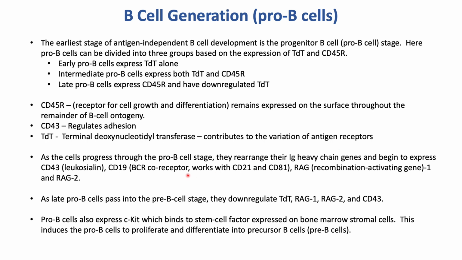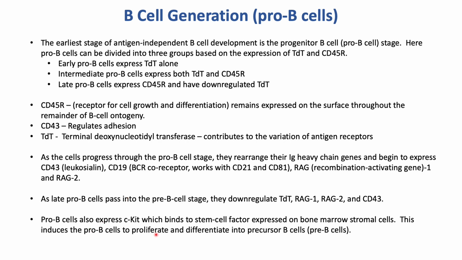As the cells progress through the pro-B cell stage, they rearrange their immunoglobulin heavy chain genes and begin to express CD43 and CD19. CD19 is a co-receptor which works together with CD21 and CD81, and then there are RAG, recombination activating genes, RAG1 and RAG2. As the late pro-B cells pass into the pre-B cell stage, they downregulate TdT, RAG1, RAG2, and CD43. So all these are downregulated when the pro-B cells later transition to become pre-B cells.